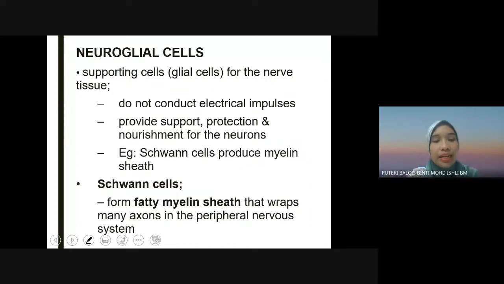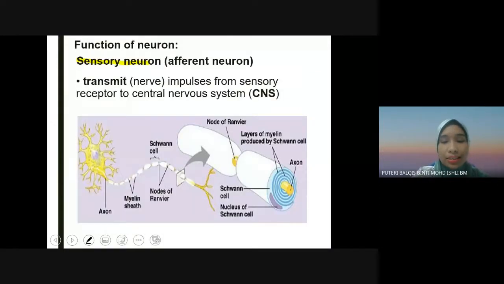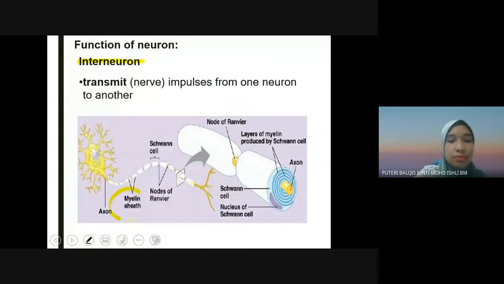Okay, and then we have this one. What you need to know is about this one, myelin sheath. As I said, it has myelin sheath. Along the axon, it has myelin sheath. The one that made up the myelin sheath, siapa yang buat myelin sheath ni adalah Schwann cell. Schwann cell is the cell that made up myelin sheath.